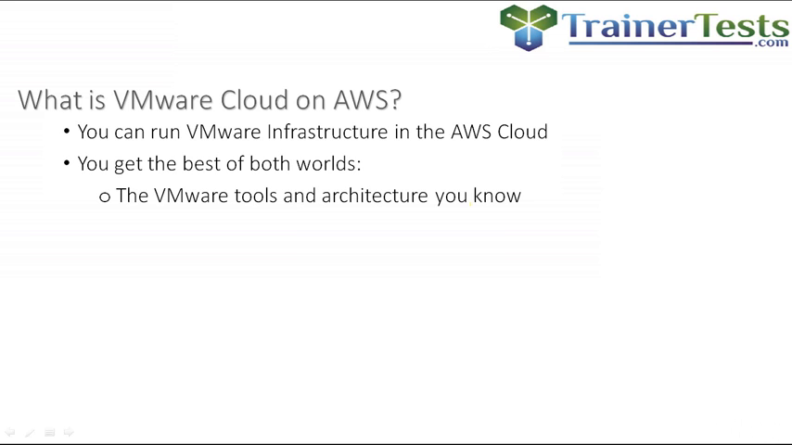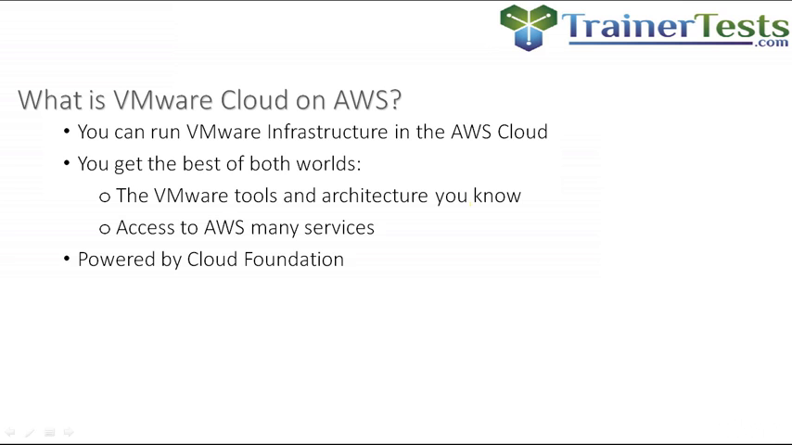Right? You get all the VMware tools and architectures that you already know. You get everything from VMware Cloud Foundation, including vSAN, NSX, right, and vSphere. But on top of that, you get access to many AWS services, and you also get tight integration with another AWS account if you want, a traditional AWS account, so that you can launch services within AWS and again tightly integrate those services with the things running on your VMware Cloud on AWS and even your on-premise services as well.